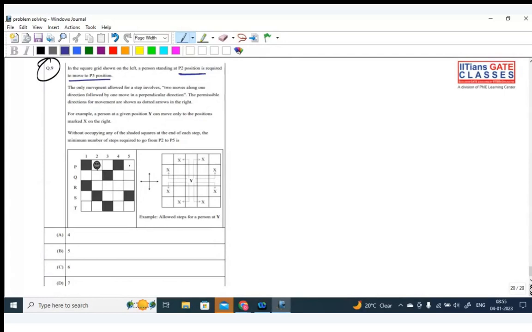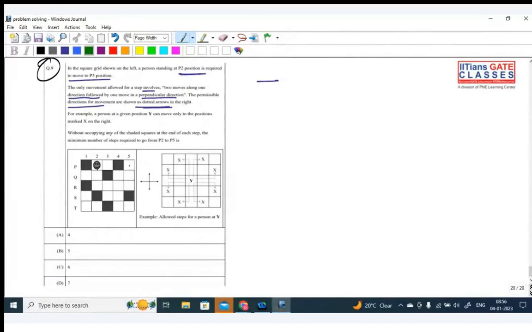The only movement allowed for a step involves, I mean one step he can move, two moves along one direction, followed by one move in the perpendicular direction. The permissible directions for the movements are shown in the diagram. So they have given some diagram. For example, a person at a given position y can move only to the position marked on x, right?